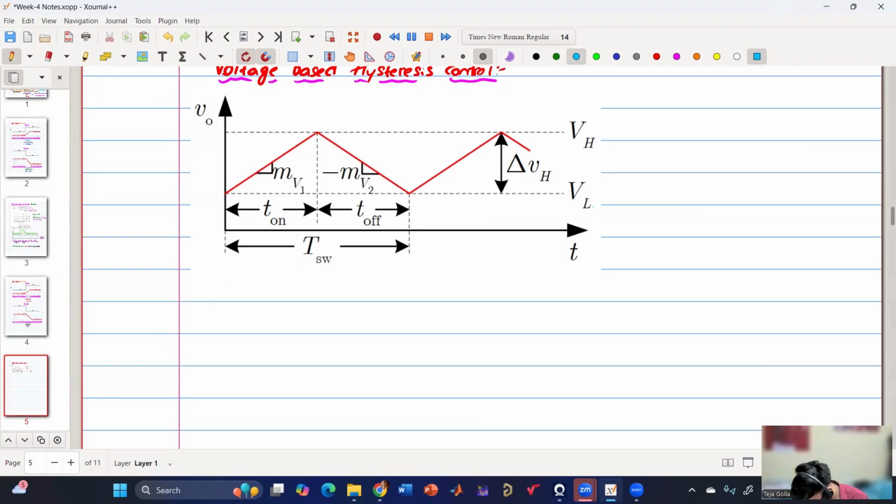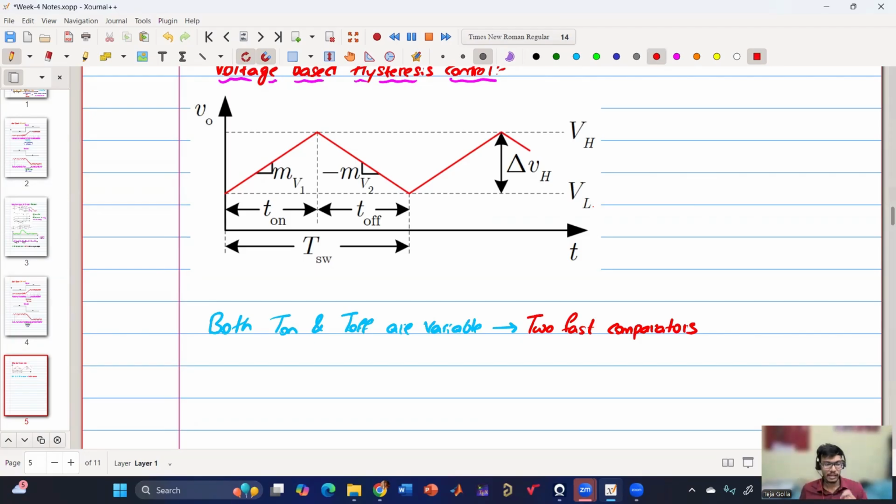So both T on and T off are variable, but it is slightly difficult because it needs two fast comparators. And also protection, because if V naught is not within this band, then we have to protect it. Like if V naught is above VH at some condition and then it is on, then we have to forcefully turn off. So additional protection circuit is also needed because it will have the issues of both constant on time as well as off time. So it might need to have minimum on time as well as minimum off time.